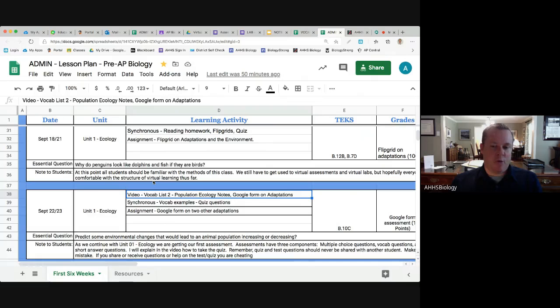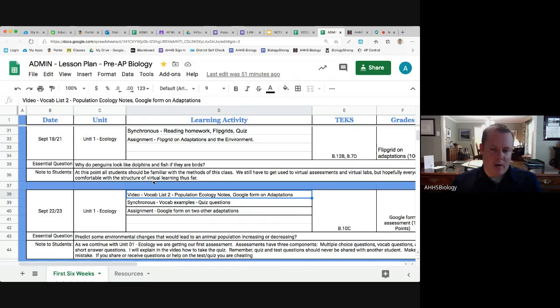Then I've got a Google form that's going to connect to the last assignment, so I'll walk you guys through that. In today's afternoon synchronous time, I am going to go over your vocab examples and show you guys kind of what to expect on the quiz that we will be taking on whatever that day would be. I guess it would be Tuesday, and Thursday and Friday of this week.